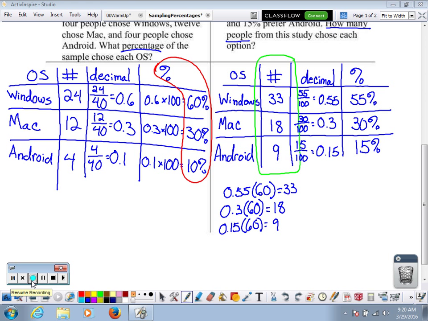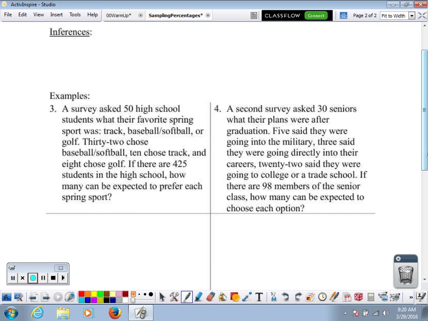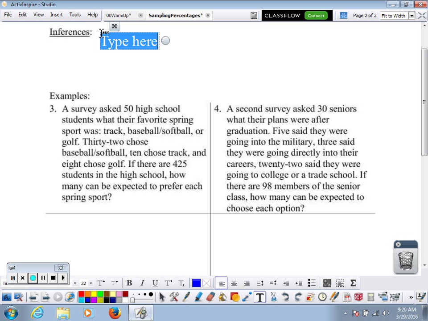Okay, then, let's flip over to the back. On the back we start talking about inferences. Now, we almost made inferences on that second example. What does inference mean? Anyone got an idea what inference means? It's kind of like a guess. It's kind of like a hypothesis, an educated guess.